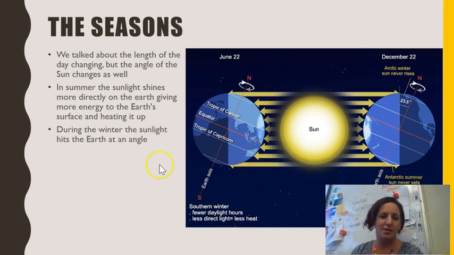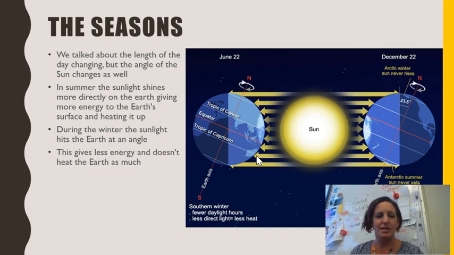I just said that, and I'll repeat myself. During the winter, the sunlight hits the Earth at an angle. This gives less energy and it doesn't heat up the Earth as much.